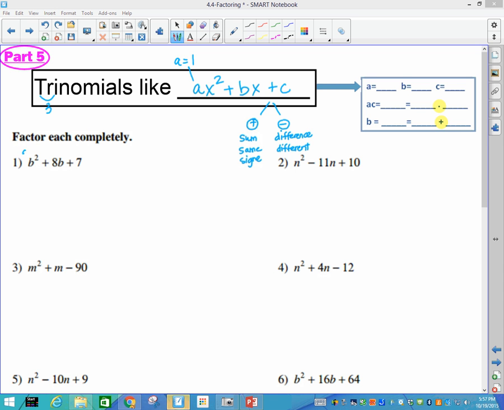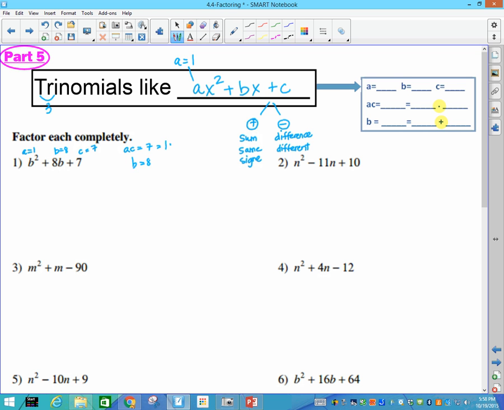So these particular ones, we know that A is equal to 1, B is equal to 8, and C is equal to 7. So A times C is, of course, 7, and B is equal to 8. Now, 1 times 7, that doesn't look like an old Pooh Bear. B equals 8.